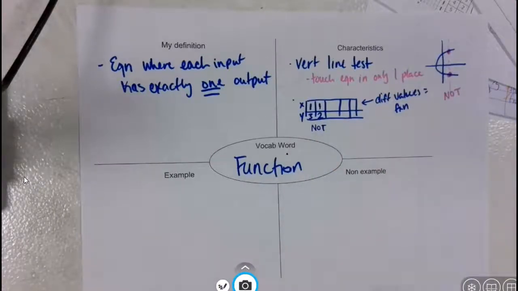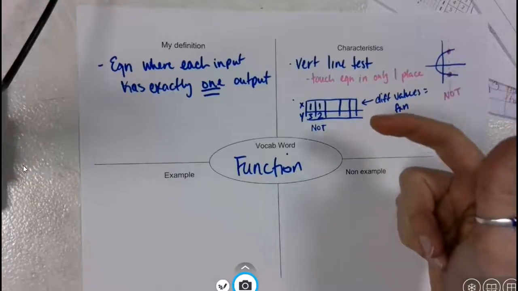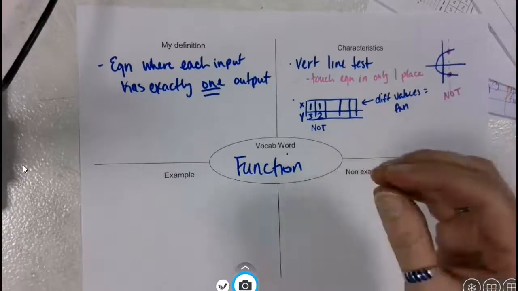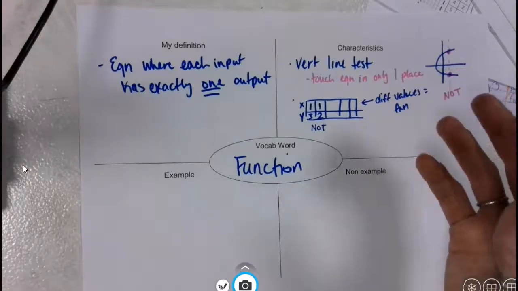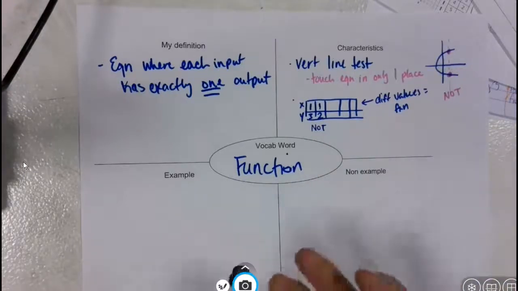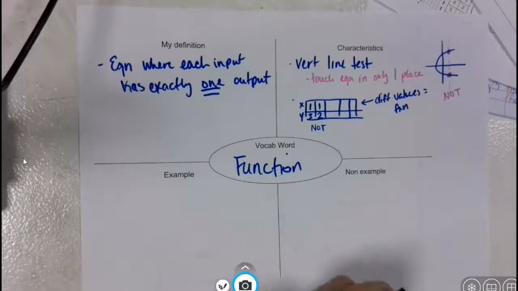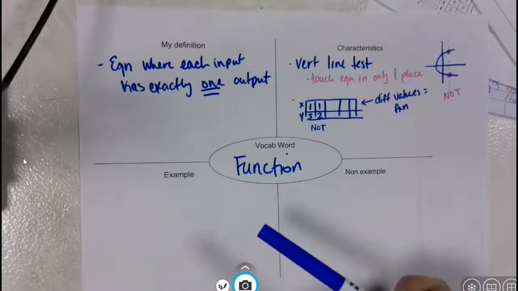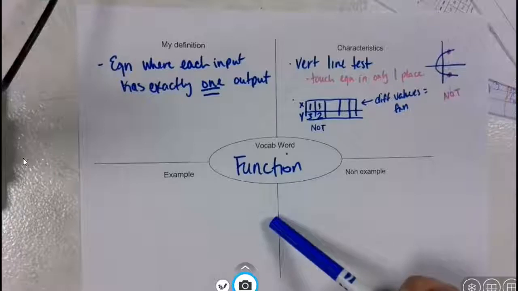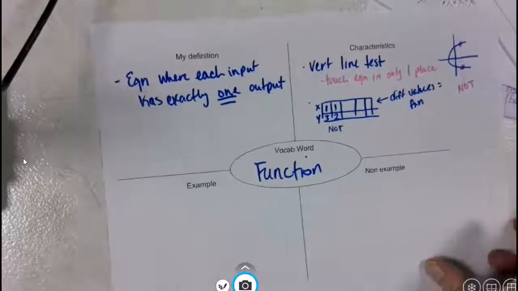Okay, so those are some of our big characteristics of what we can see if we're given a graph or a table. You often will also be given an equation, and that can be determined as, do you get one answer back or do you get more than one? So now you are going to go ahead and come up with an example and a non-example. And let me show you what this is going to look like in our notebook.